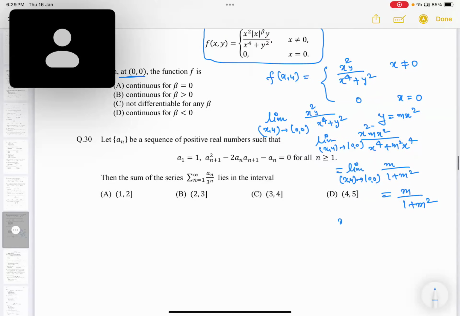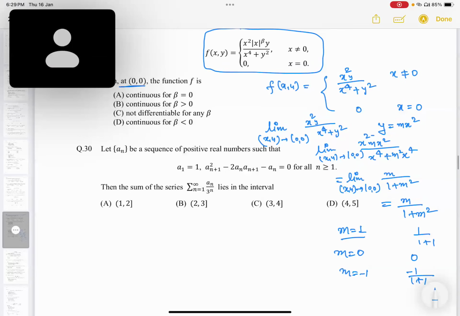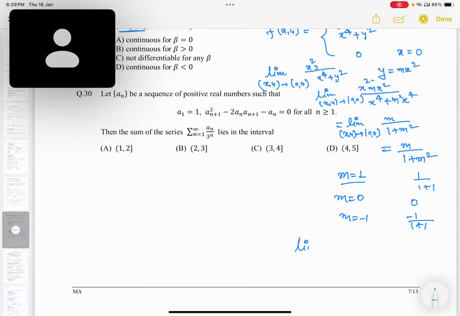So now if you take m equals 1, then for that path the limit will be 1 upon 1 plus 1. For m equals 0, the value will be 0, right? For m equals say minus 1, you will have minus 1 upon 1 plus 1. So you are getting different limits along different paths. So what can you say in this case? Limit x y tends to 0, 0 of this function f of x y does not exist.